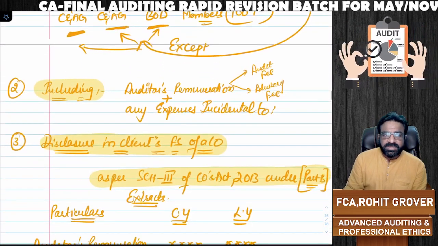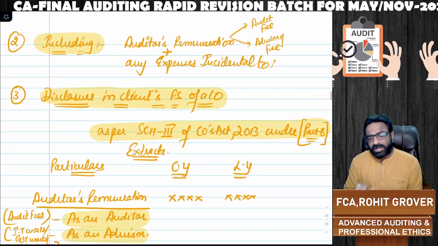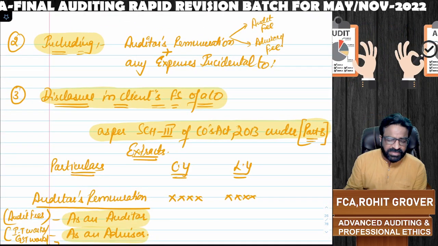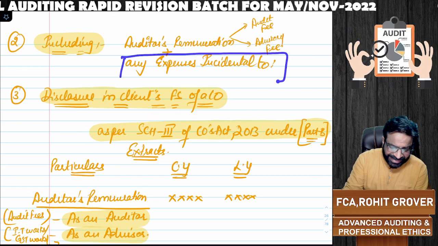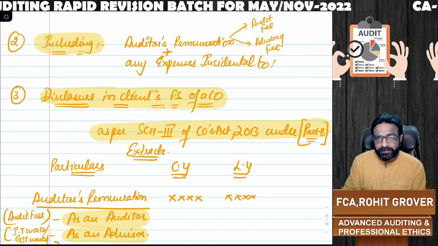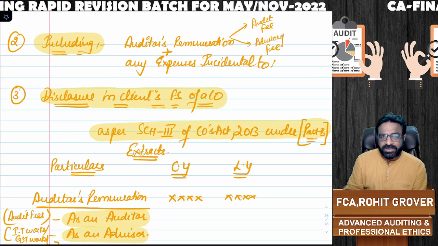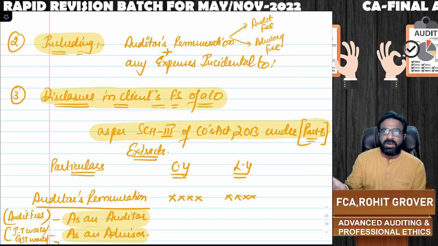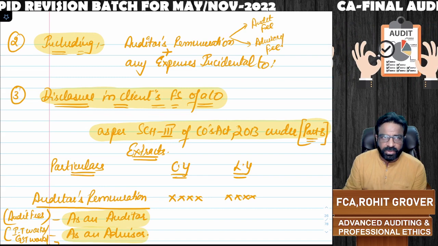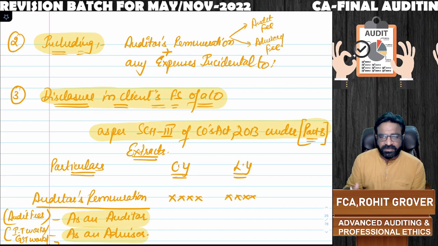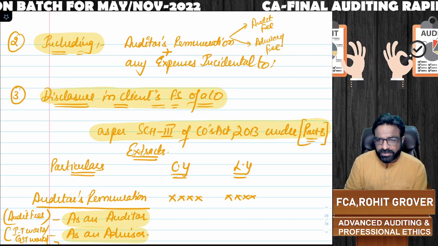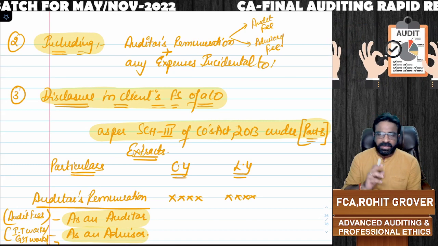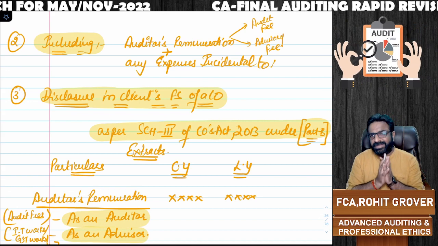Next point. What does the remuneration include? Remuneration includes your audit fees, advisory fees, plus all those expenditures which are incidental in conducting an audit. What do you mean by that? Travelling expenditure, or food and lodging, if you went outside for inspection of any stock or for a factory visit. All that expenditure will also be given to you by the client. So it is also a part of your remuneration as auditor.